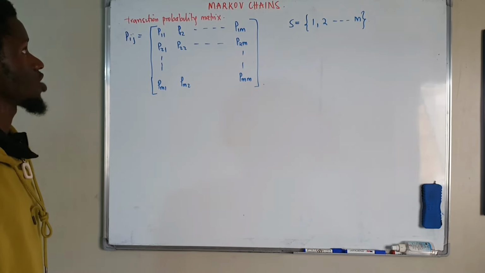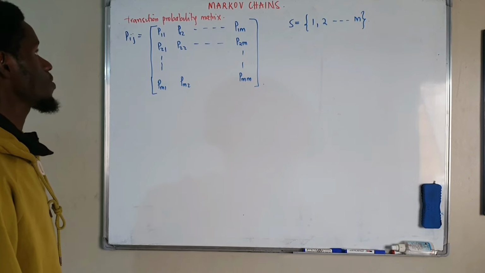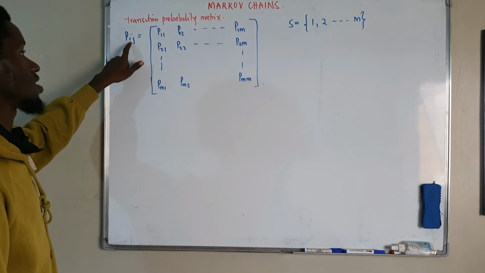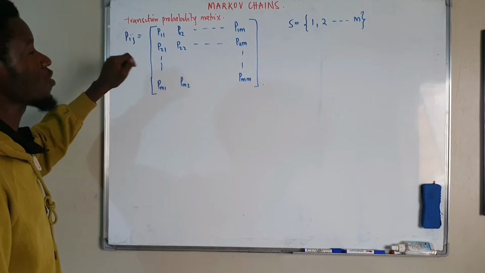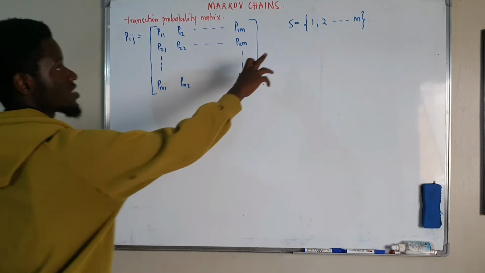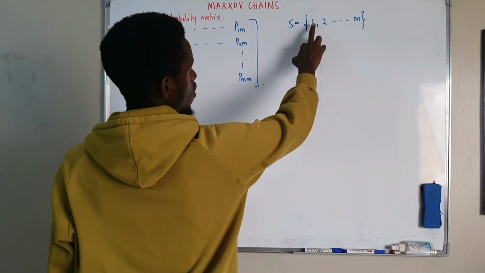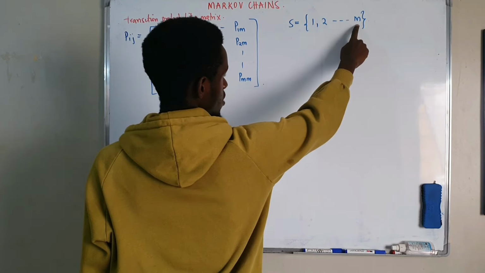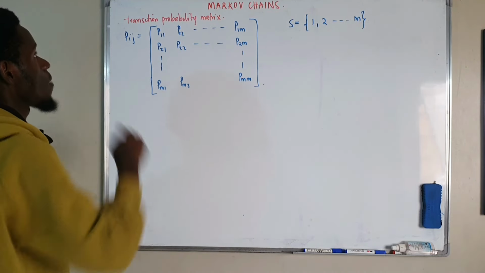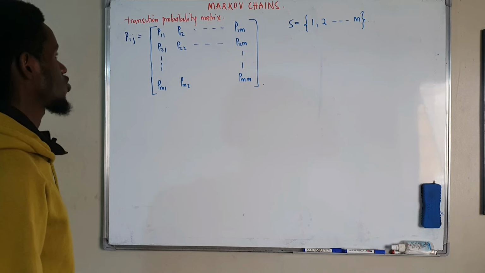Now we always present our transition probabilities in a matrix, the transition probability matrix, this way. Remember, P_ij is for transitioning from one state to another. We have a set S of possible states: state 1, state 2, up to state m, where m is a positive integer.